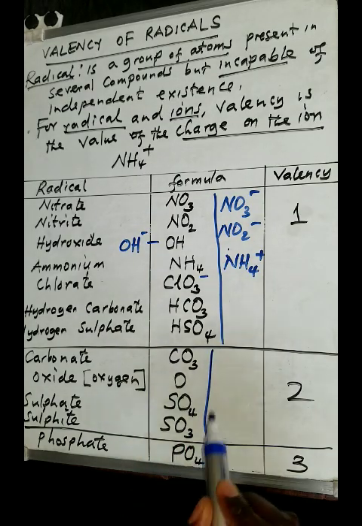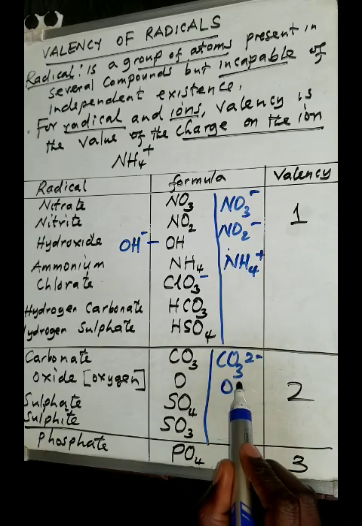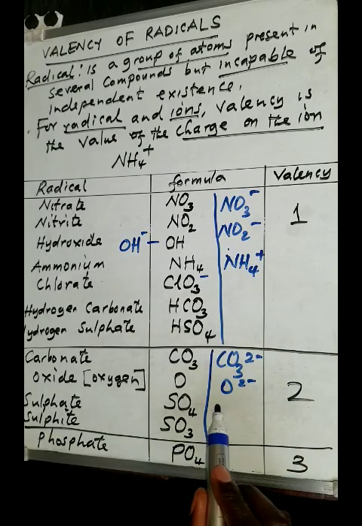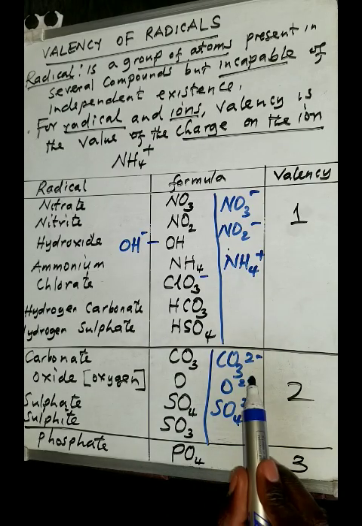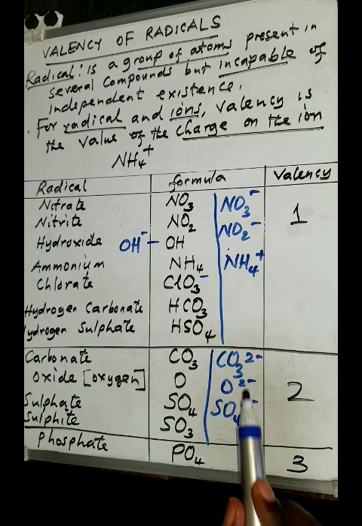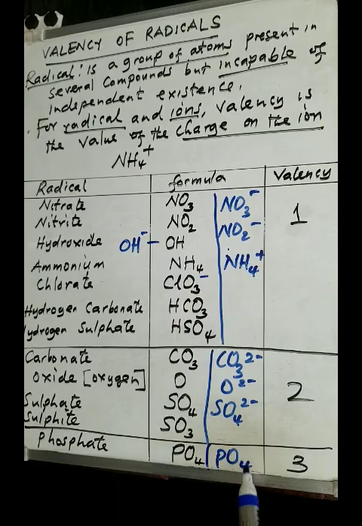Carbonate, you may find that it is written CO3, a 2 minus. Oxygen may be written as a 2 minus. Sulfate may be written as a 2 minus. Remember, those negatives are simply indicating the charges, but what we're interested in when we're dealing with valences are simply the numbers. Phosphate, PO4, may be written 3 minus. We're interested in the 3 there. That negative just tells you about the charge of the radical.